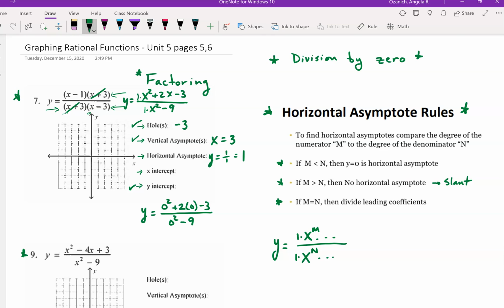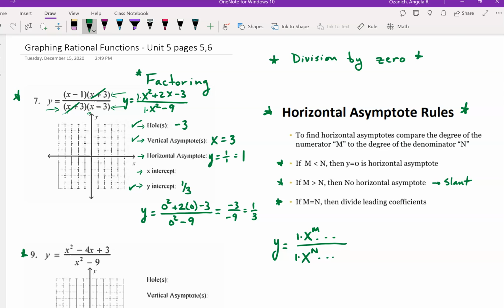And we know that 0 times everything is just going to be 0. So it's very easy to see, almost without even plugging in the zeros, what your y-intercept is going to be. In this case, it's going to be a positive 3/9 or 1/3. So we have a y-intercept of 1/3.